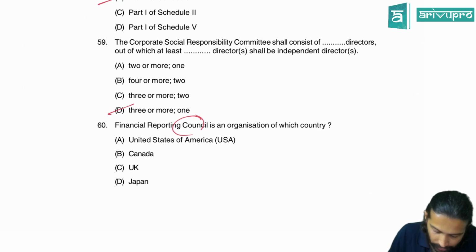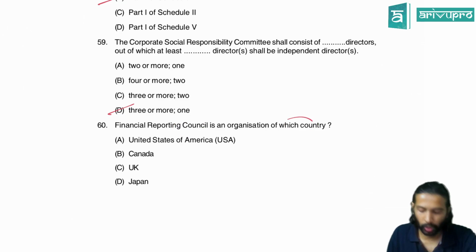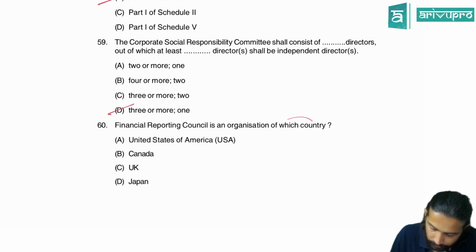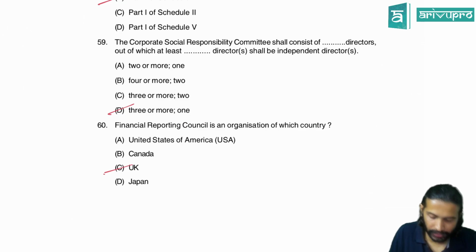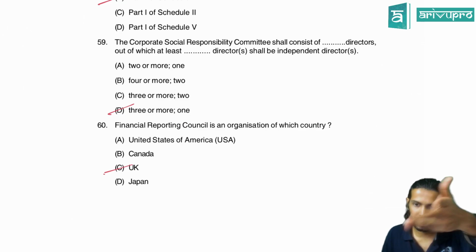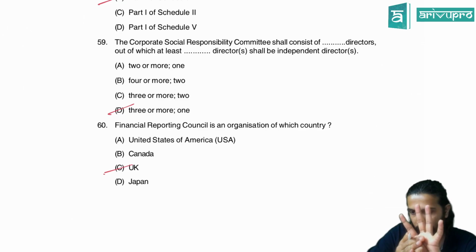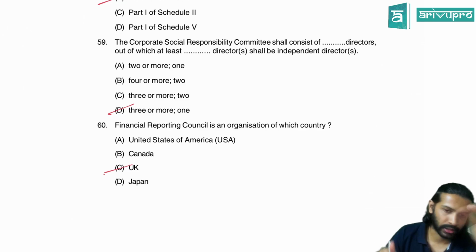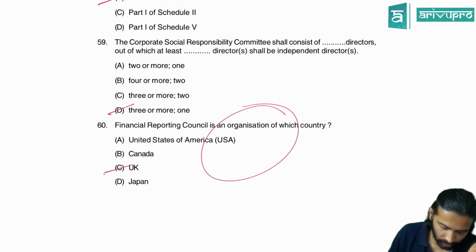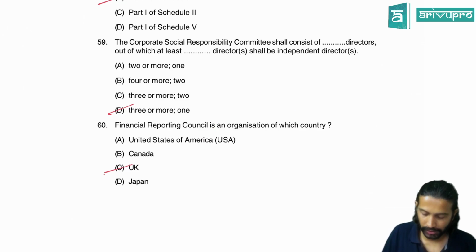Financial Reporting Council, FRC, is an organization in which country? In which country is it located? It is located in UK. So the right option. I've shared that file with you. That file has all this. I told you in chapter number 12. All you have to remember is the full forms of the various accounting bodies, which year it was established, where it is situated. That's all you have to remember. So I've given you this document. One question has come from that angle here. So this is situated in UK.